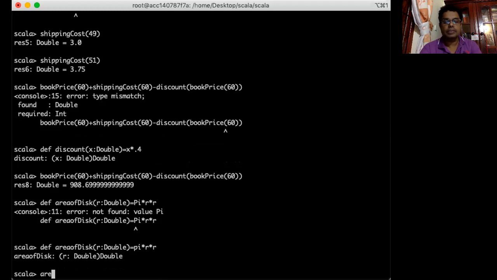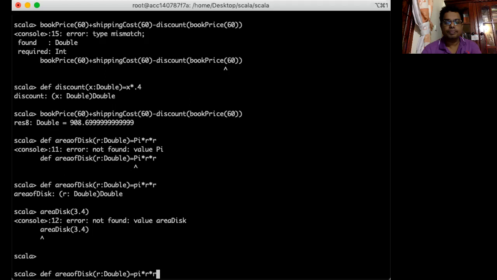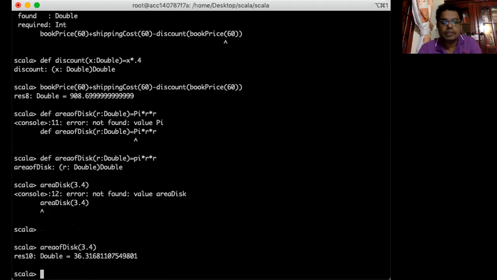So let me pass a value for area of disk, like 3.4. Okay, I made a mistake when I defined my function name. Sorry, my function name is area of disk. So "area of" is missing, right? So I call the area of disk, and I get the answer.